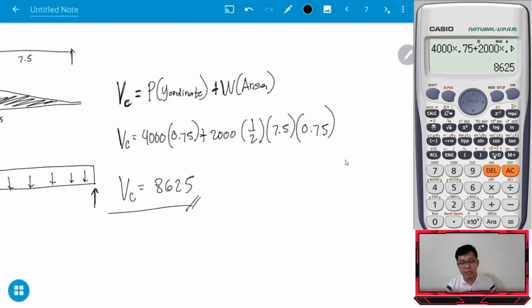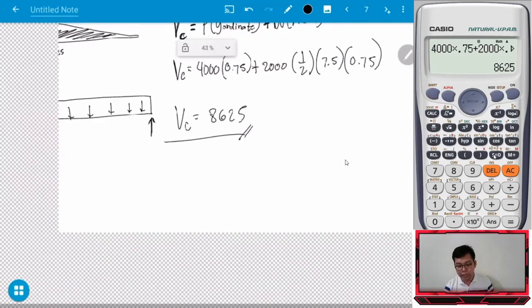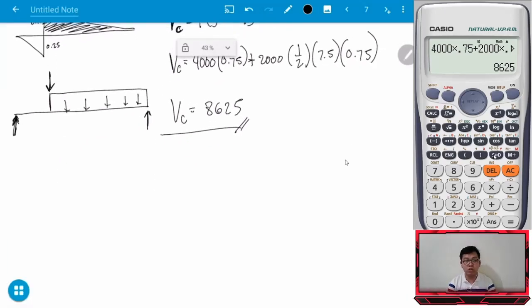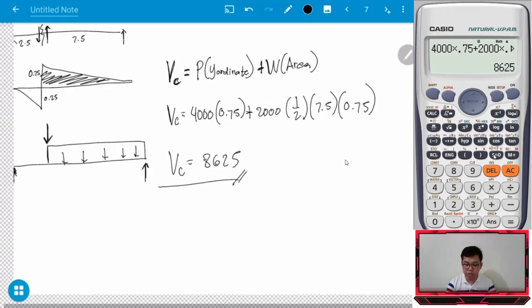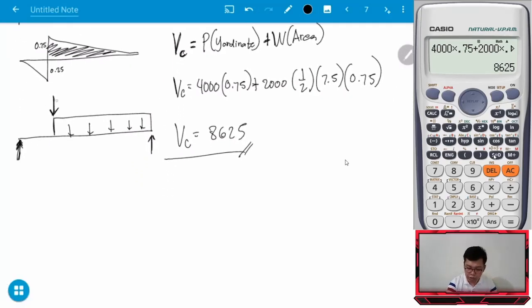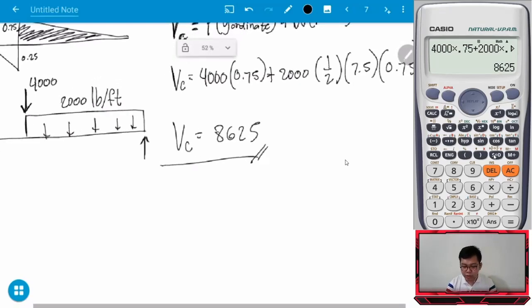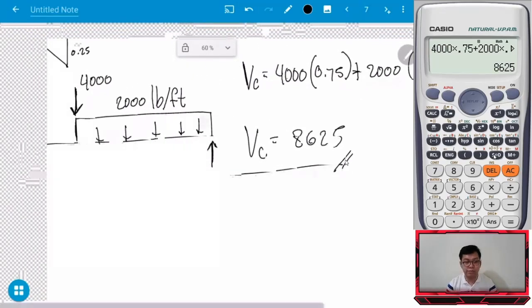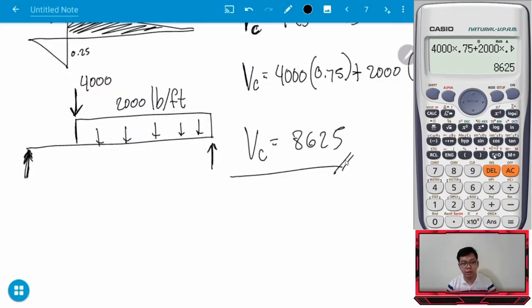Okay? Now, check nyo, guys. You can actually still solve the reaction. I mean, you can actually solve the shear then, okay, by not considering this method. You can actually just solve yung reaction dito unto 4,000. And then this is actually 2,000 pounds per foot. Okay? Now, let's try to solve down the shear dito. Okay? By statics. Anong gagawin natin?